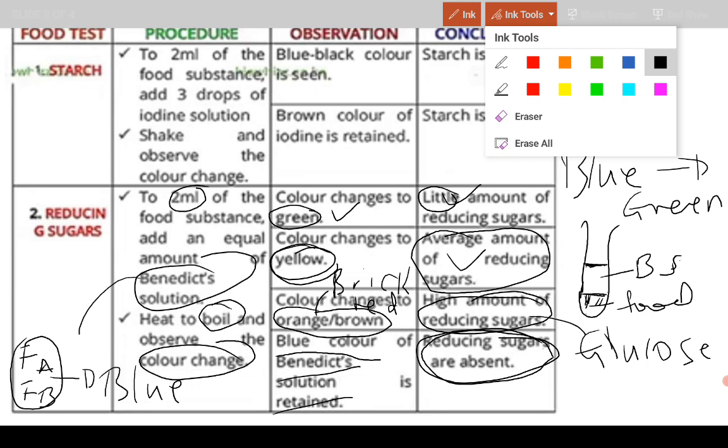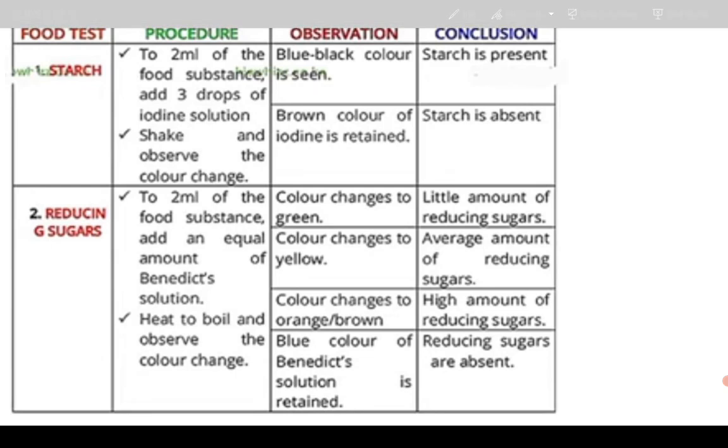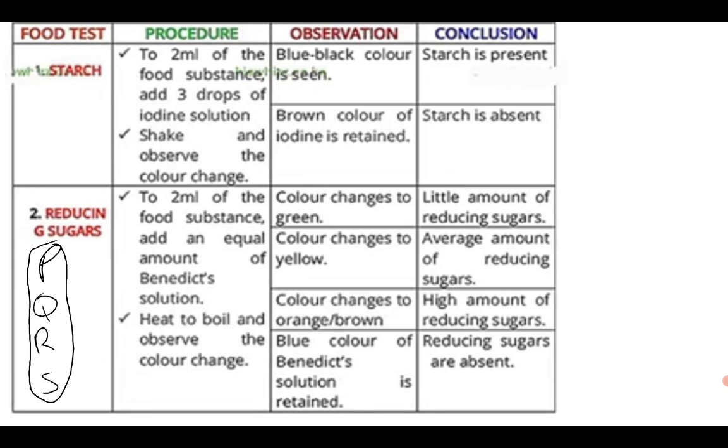All right, so I expect you to be able to explain this test or to carry it out in case they ask you. They present to you different food substances for you to determine which one is a reducing sugar. In the same way, they can give you samples labeled P, Q, R, and S. On each of these food samples, you carry out this test to tell which one contains a reducing sugar and which one does not.